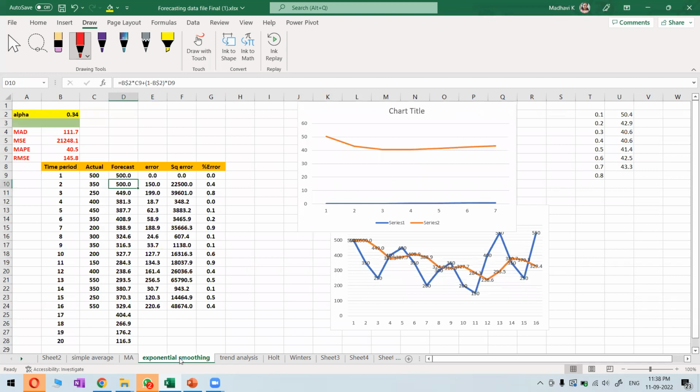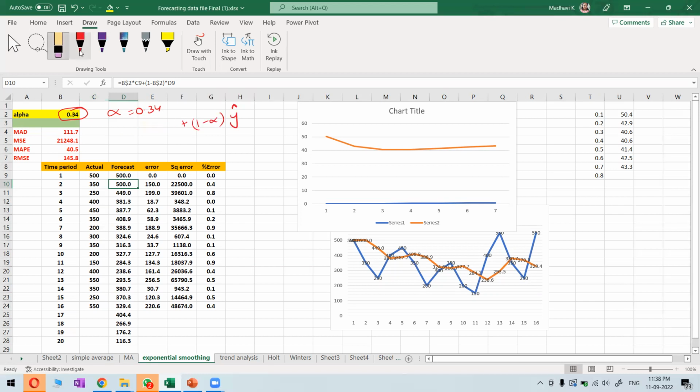Next method of doing is exponential smoothing. In case of exponential smoothing, this alpha value is given to us. Okay, alpha equal to 0.34. So the way of calculating the forecasting value is nothing but actual into alpha plus 1 minus alpha into previously forecasted value.